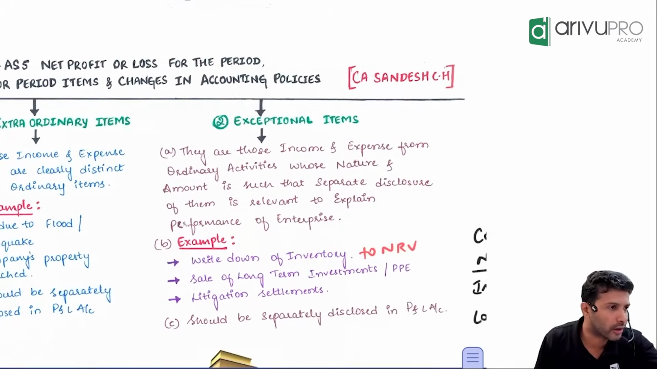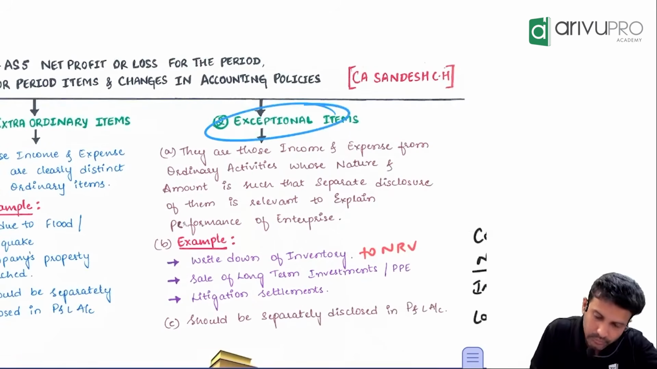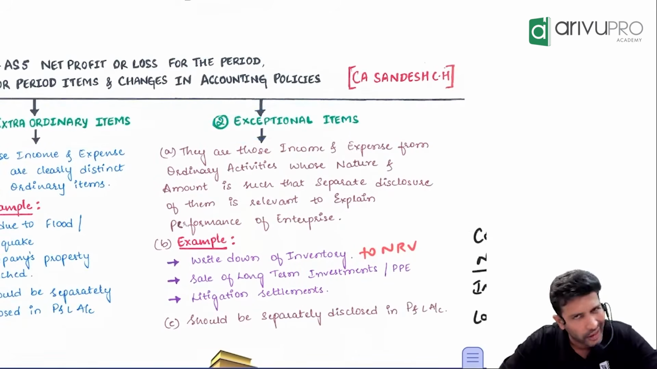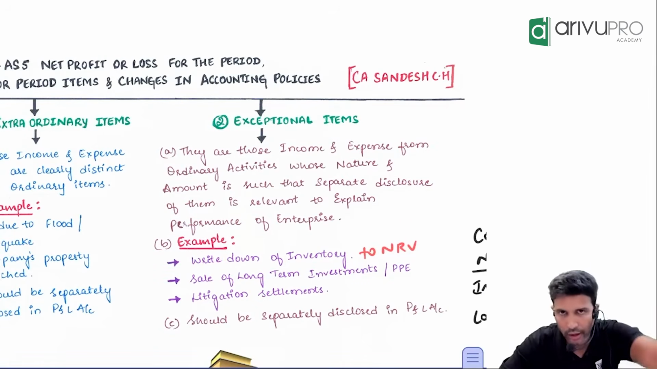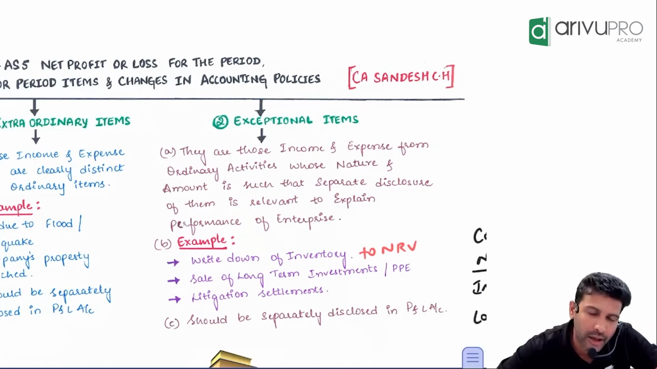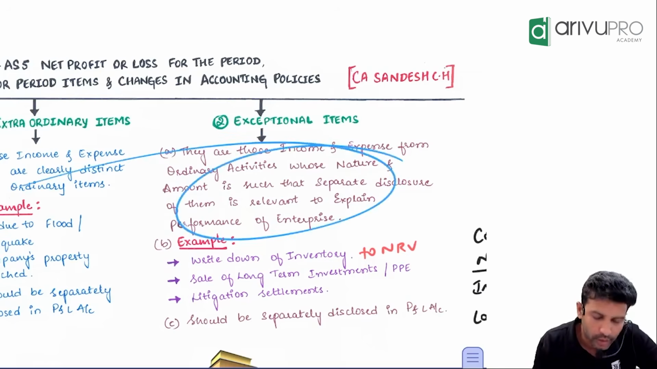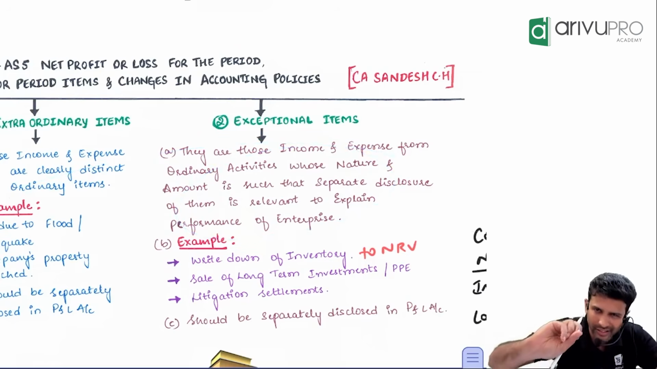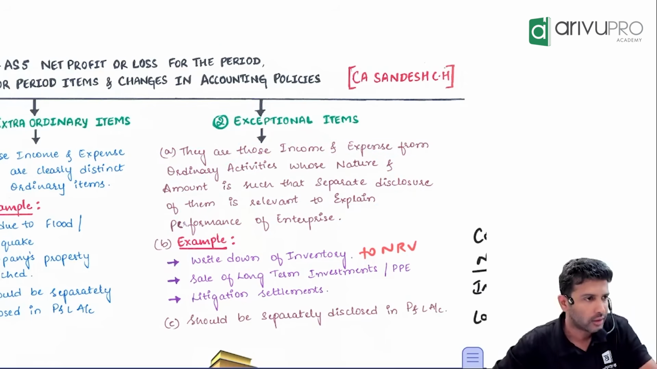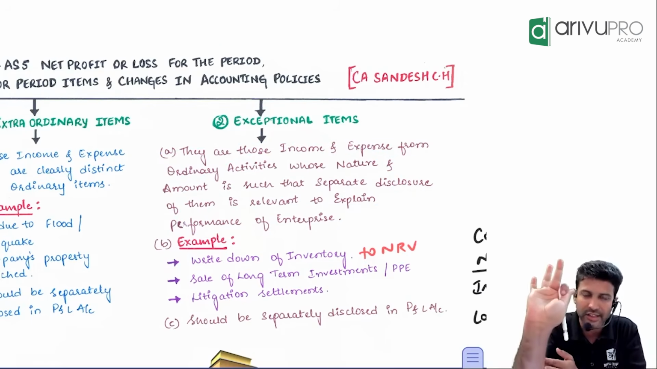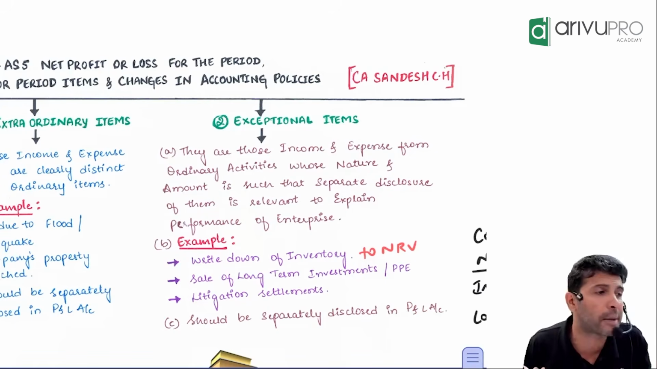Second one, what is the second one? Exceptional item. Exceptional items are ordinary items only. They are ordinary income and expenses only. But their nature or size is such that if you show them separately, users will understand financial statements better. Whoever is reading the financial statements can understand them better.